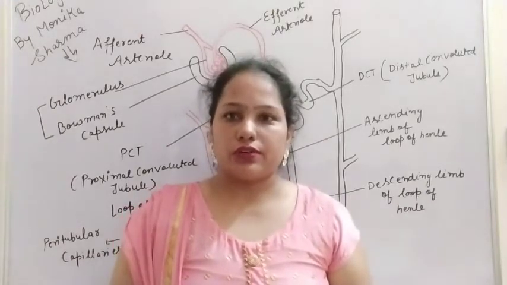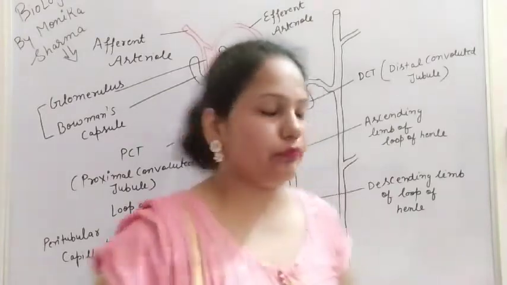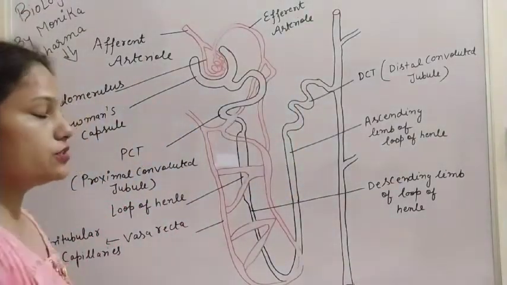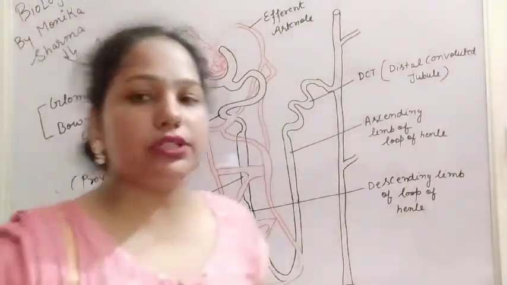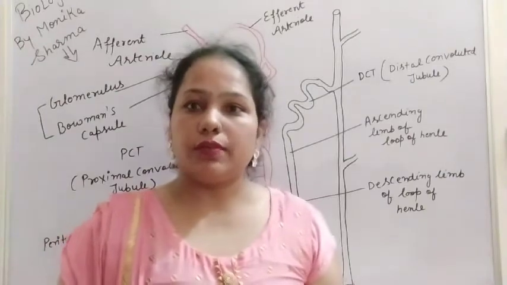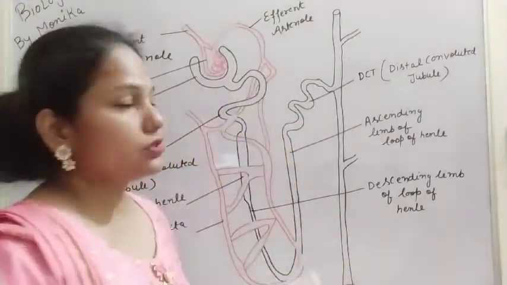So today we are going to discuss the structure of nephron with the help of a diagram. So what is nephron? Nephron is the structural and functional unit of the kidney that does the filtration of the blood so that the metabolic waste is removed from our blood. So let us discuss the structure.